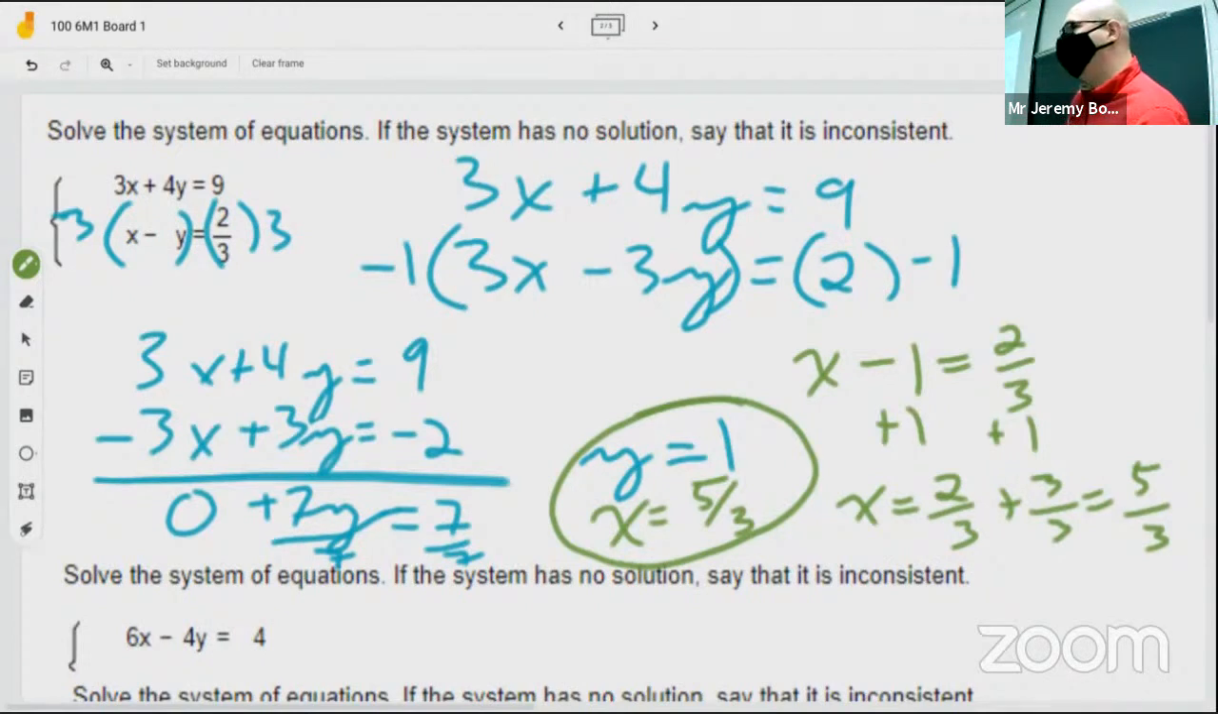Any questions on that one? So like Brianna did, you can multiply it by -3 from the start, and that would get you there, or multiply by the denominator, get rid of the fraction, and then make your decision from there. Either way is fine.